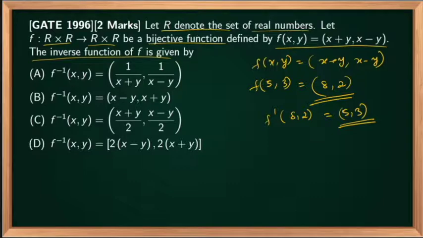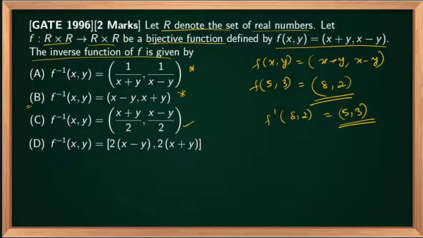Now let's see choice B. If you give 8 comma 2, this will be 8 minus 2, right? That will be 6. So choice B is wrong. It's very clear that choice A is wrong, because you are going to get 1 by something, it's not going to be 5 or 3. So choice A is also wrong.